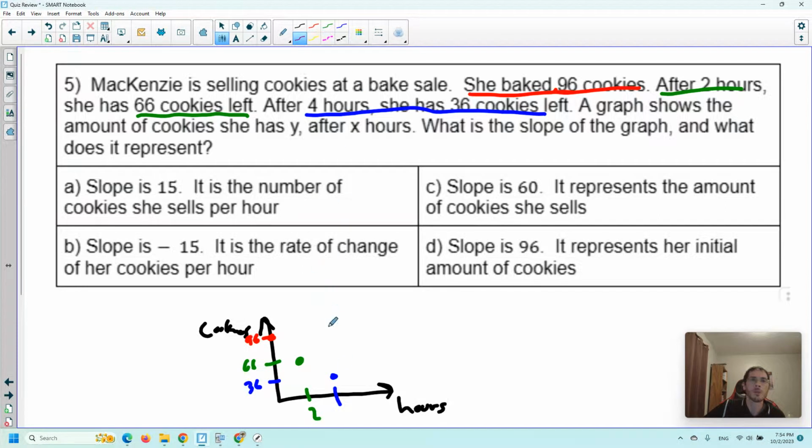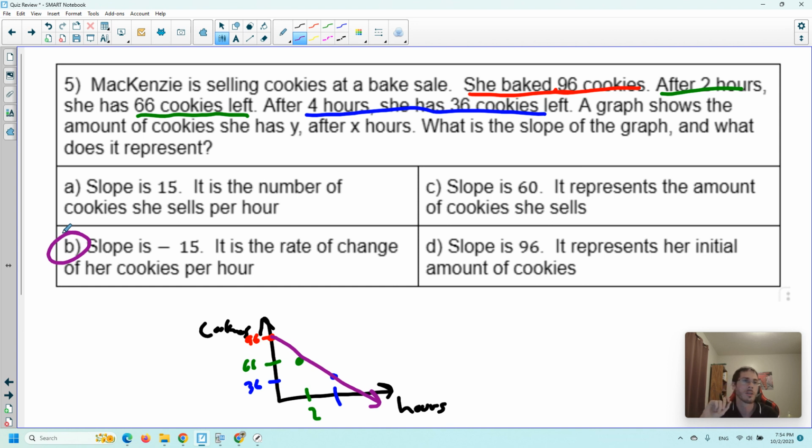And then it asks, what's the slope of the graph? If I look at the slope of the graph, that looks like a pretty negative slope. So it looks like the amount of cookies she has is going down, and that makes sense in the context, right? Because she's selling her cookies, so she doesn't have them anymore. There's only one negative slope, so I'm picking B right away.